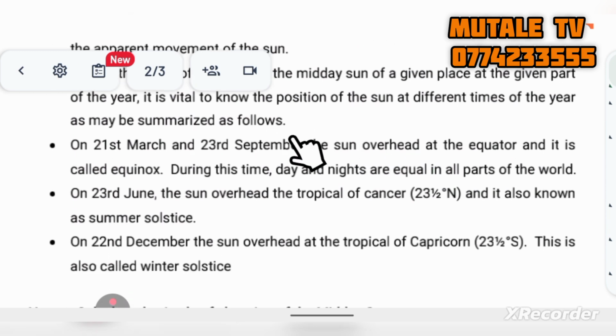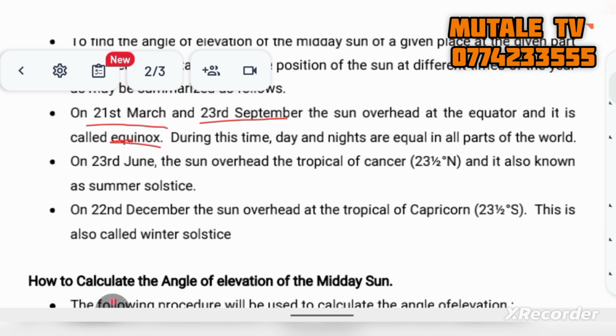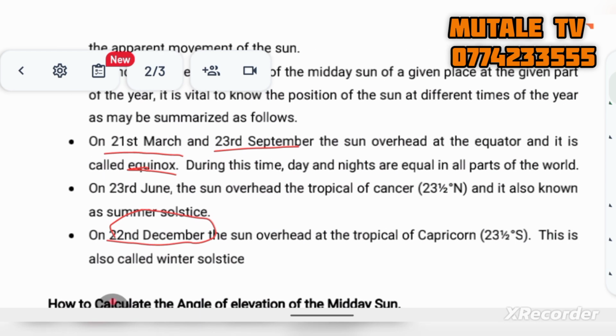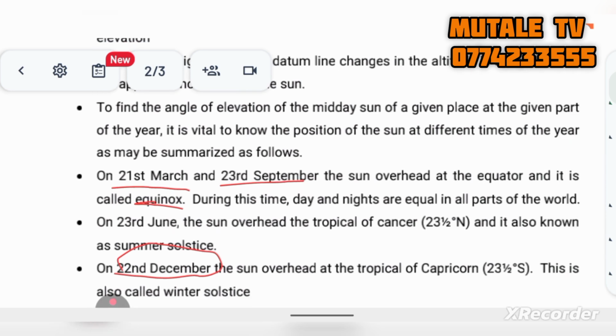Alright, so it's very important for you to notice these days. These days are very important. All these you need to know. 21st March, 23rd September, and the sun on this equinox as well. You need to know it, because that's how questions come in the exam. So now let me explain what I mean.